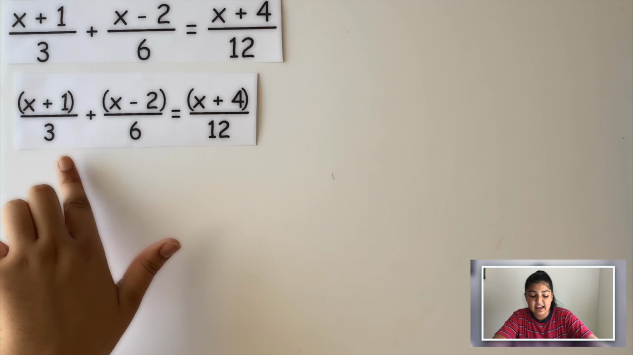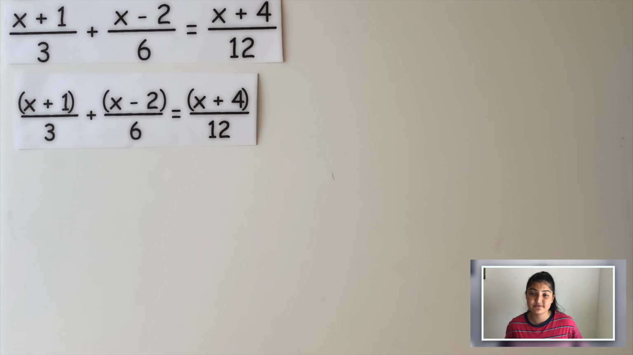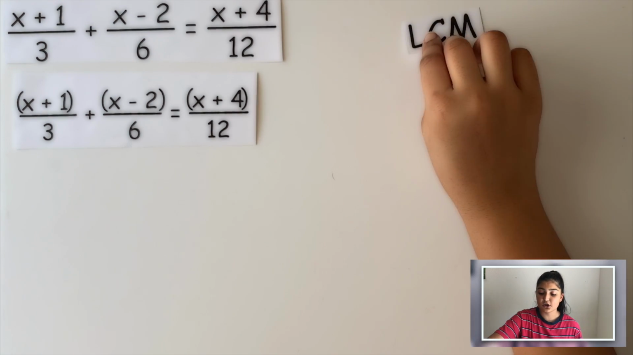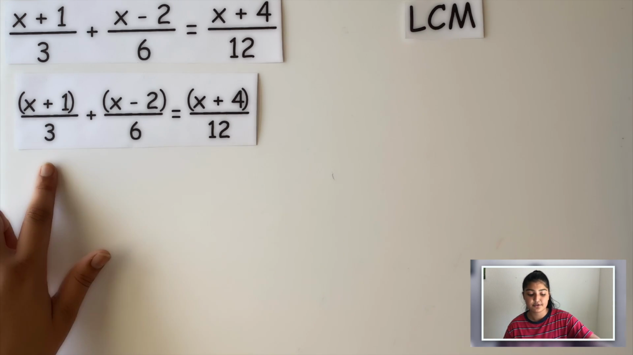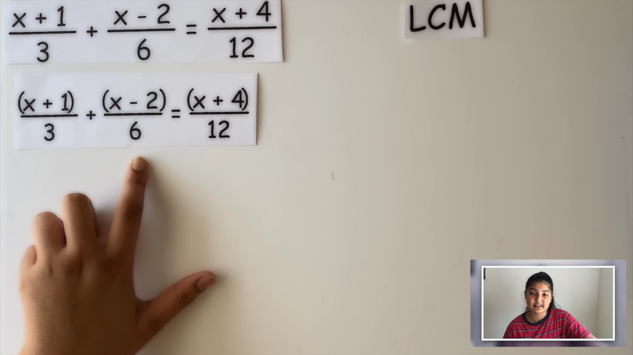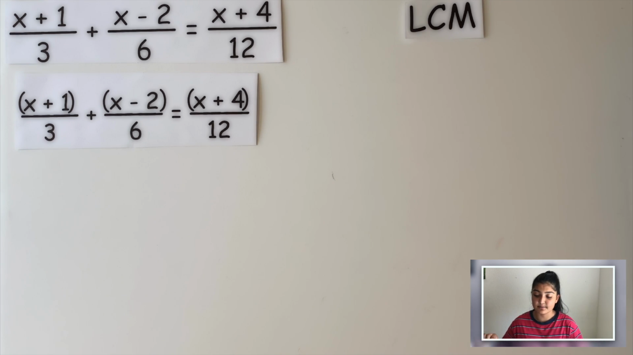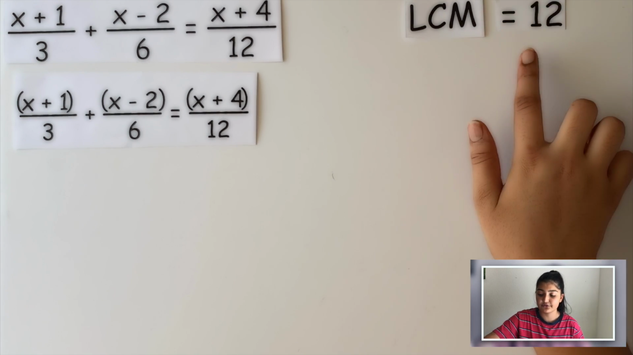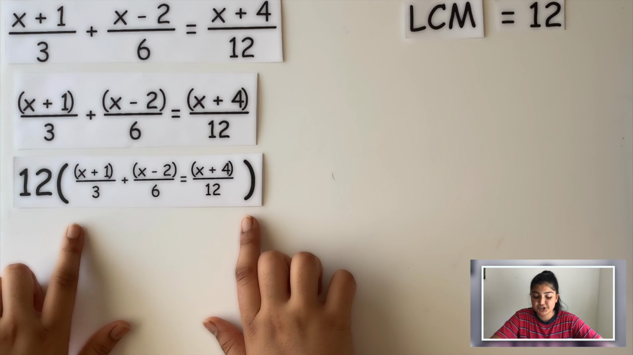Next, we want to get rid of these fractions to make it a little easier to solve. So let's find the LCM, or the least common multiple. In this case, 3 and 6 are both factors of 12. So the least common multiple, or the LCM, is just 12. So let's multiply 12 to this entire equation. And remember to use parentheses.